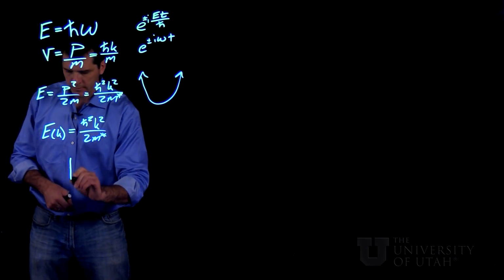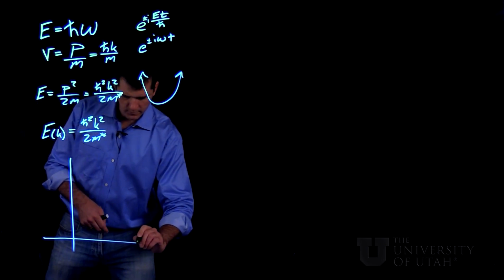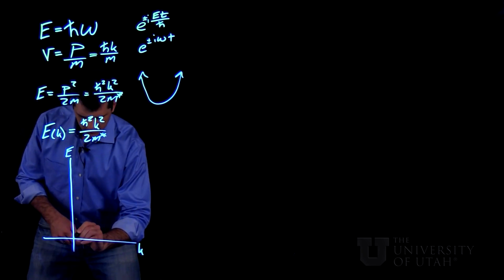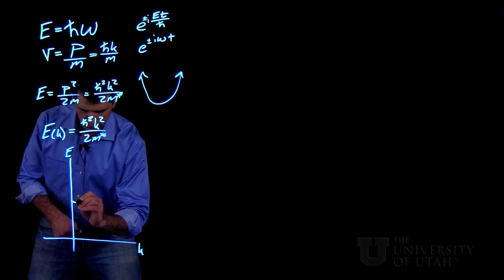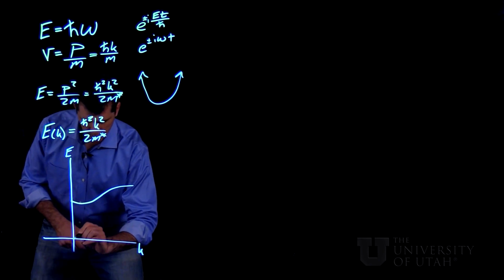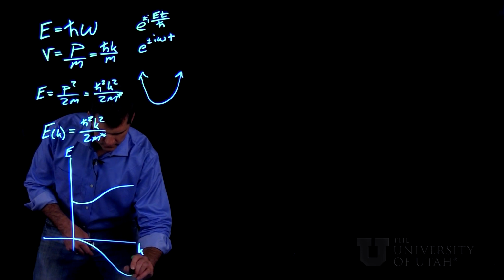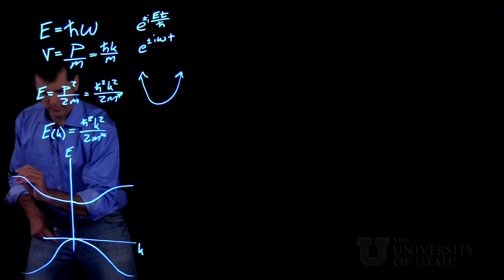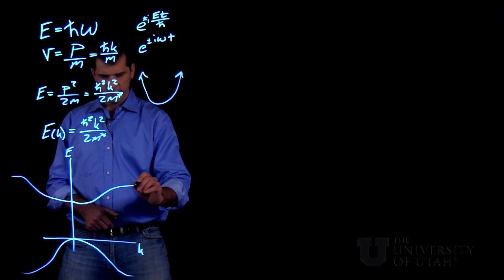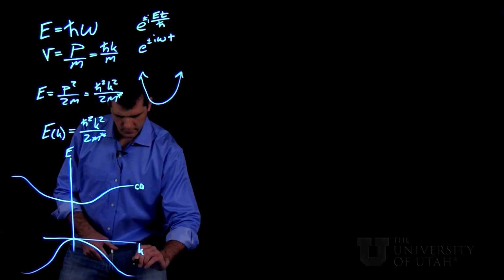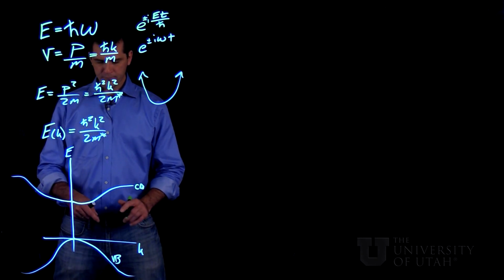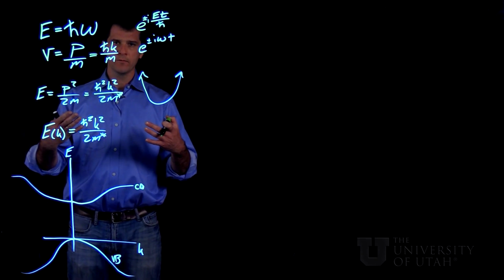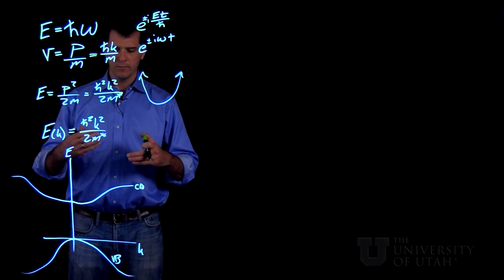So the true EK diagram then is really showing us the dispersion relation for the electrons in the crystal. And what do I mean by dispersion relation? So the dispersion relation tells us how these waves travel inside the medium.